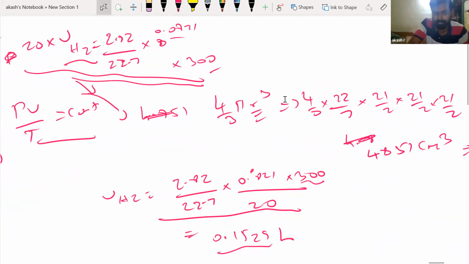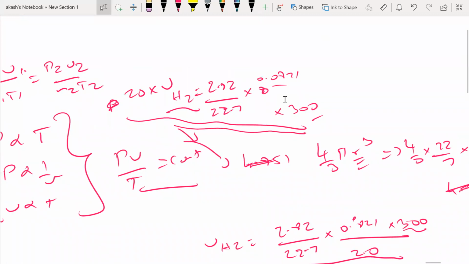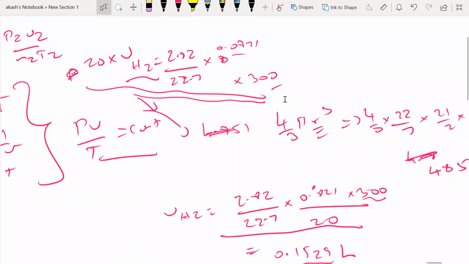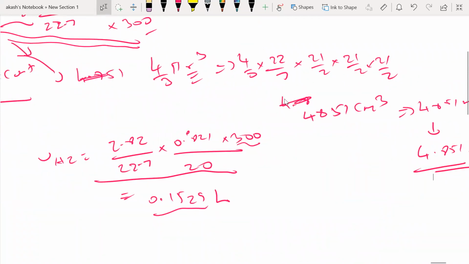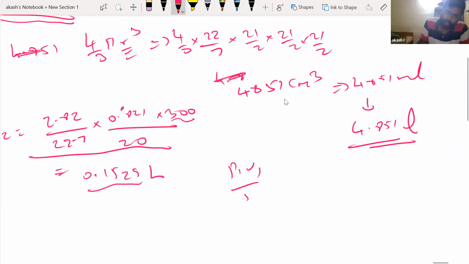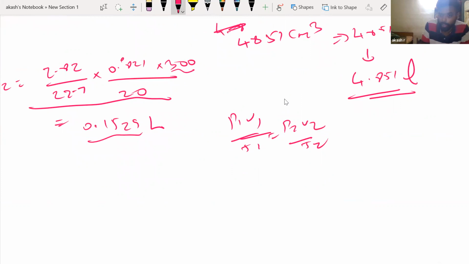The answer is 10. Okay, but the approach you can use now is the PV by T is equal to constant formula. So you will get the answer. We can write P1 V1 by T1 equal to P2 V2 by T2. Okay, so what will we substitute here? P1, V1, T1, P2, V2, T2.